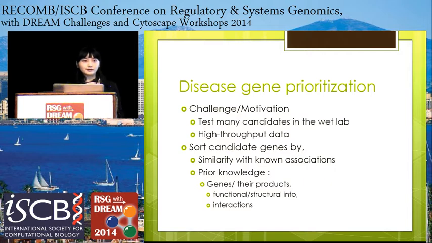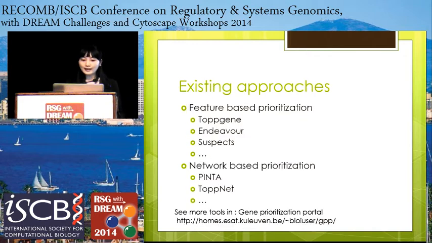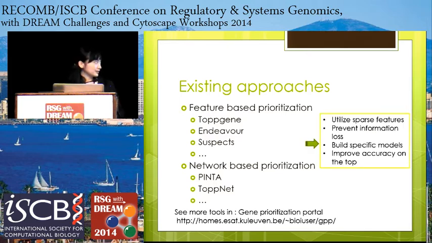It will be easier for the wet lab to test, saving cost and time. There are a lot of existing approaches here, and we break them into two categories. One is feature-based prioritization, which uses annotation features to do the prioritization, such as Toppgene and Endeavour. The other category is network-based prioritization, which uses networks to get similarity. There are a lot more tools presented in the gene prioritization portal, so feel free to check that out. There are still some problems that need to be addressed.